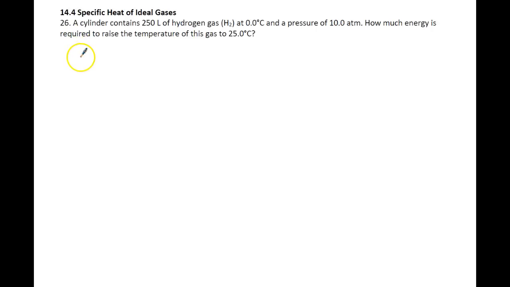Hey, this is Horner, and this is part 2 of the chapter 13 and 14 problems for temperature and heat. We're going to deal with specific heat of gases here. I've got a cylinder that contains 250 liters of hydrogen gas at 0 °C and a pressure of 10 atmospheres. They want to know how much energy is required to raise the temperature of the gas to 25 degrees Celsius.